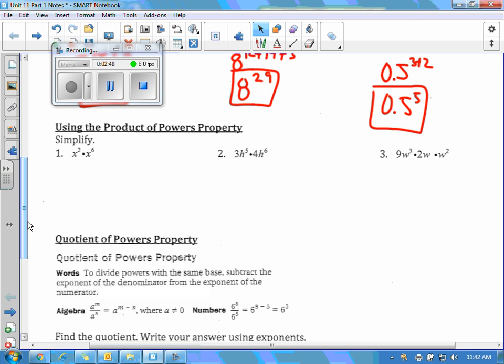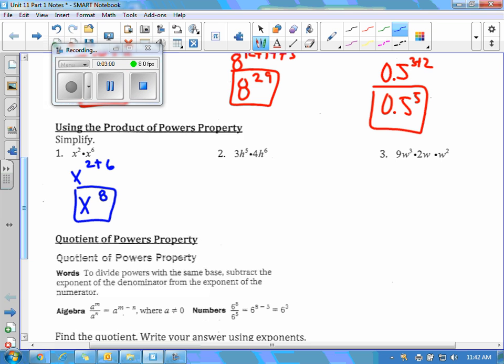So it says to simplify, I have x to the 2nd times x to the 6th. So I have a common base of x. I can add the exponents, so I'll get x to the 8th. For number 2, we have 3h to the 5th times 4h to the 6th. It's important to remember that the exponent goes with whatever's directly in front of it. So if I have 3h to the 5th, the 5th only goes with the h. Just like the 6th here only goes with the h.